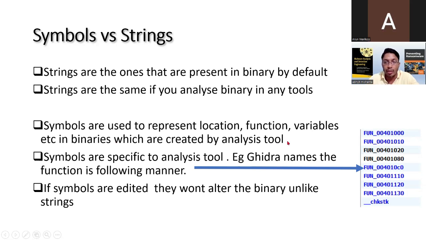Like in this case, we are seeing it in Ghidra. So symbols are specific to the analysis tool. Ghidra names the functions in the following manner, and you can see these things in Ghidra only. If you open the binary in any other tool, you are not going to see them. So if you edit a string, it is going to change in the binary. But if you edit or rename a symbol, it is not going to matter.